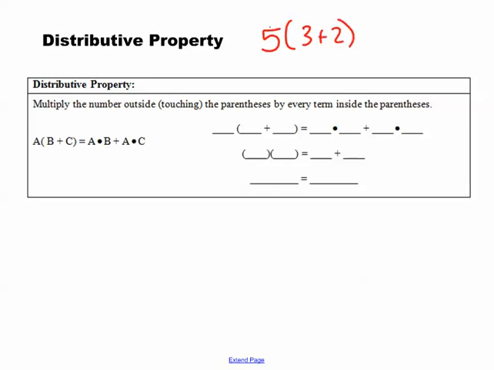So remember when some of you were calling this the rainbow. So that means I'm distributing this 5. So 5 times 3 is 15 plus, keep the same operation sign, and then 5 times 2. So that's 10.